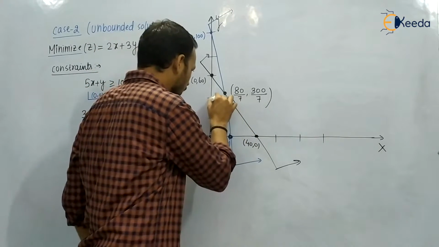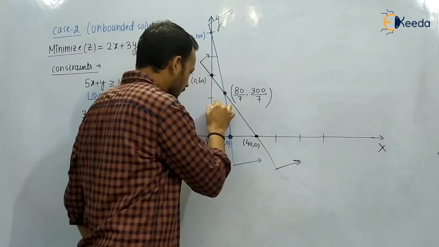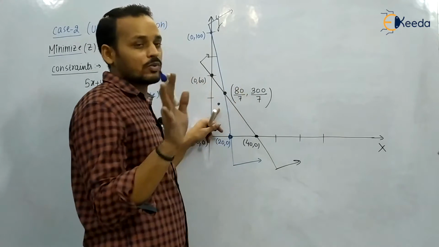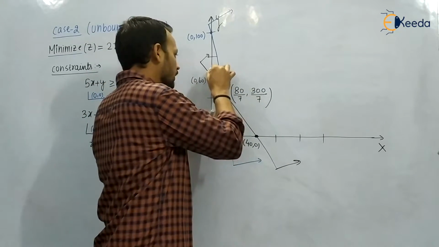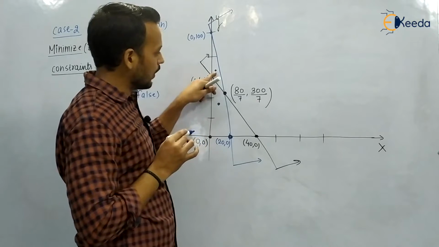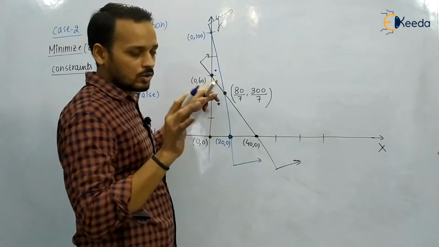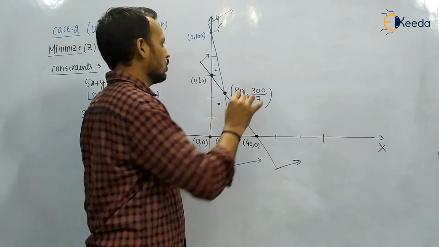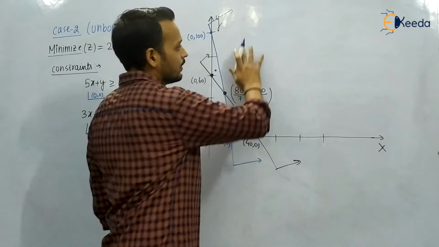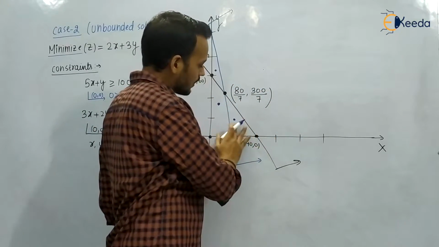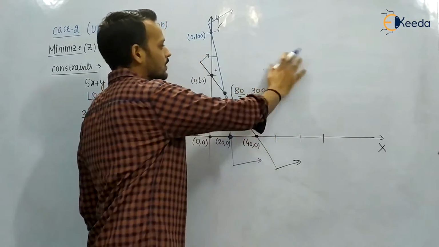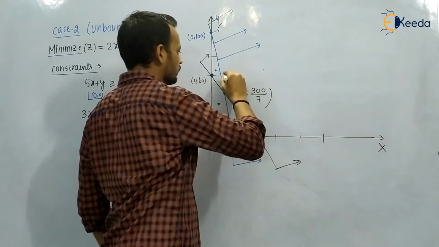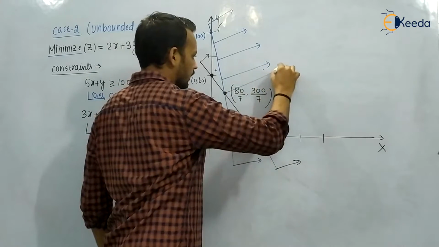If you take a point here, this point will not satisfy any of the constraints, so this is not the feasible region. Suppose you take a point here, it will satisfy only this constraint, so this is also not a feasible region. Here also the point will not satisfy both the constraints. If you take a point in this region, then it will simultaneously satisfy both the constraints. It means this is the feasible region, extending up to infinity.